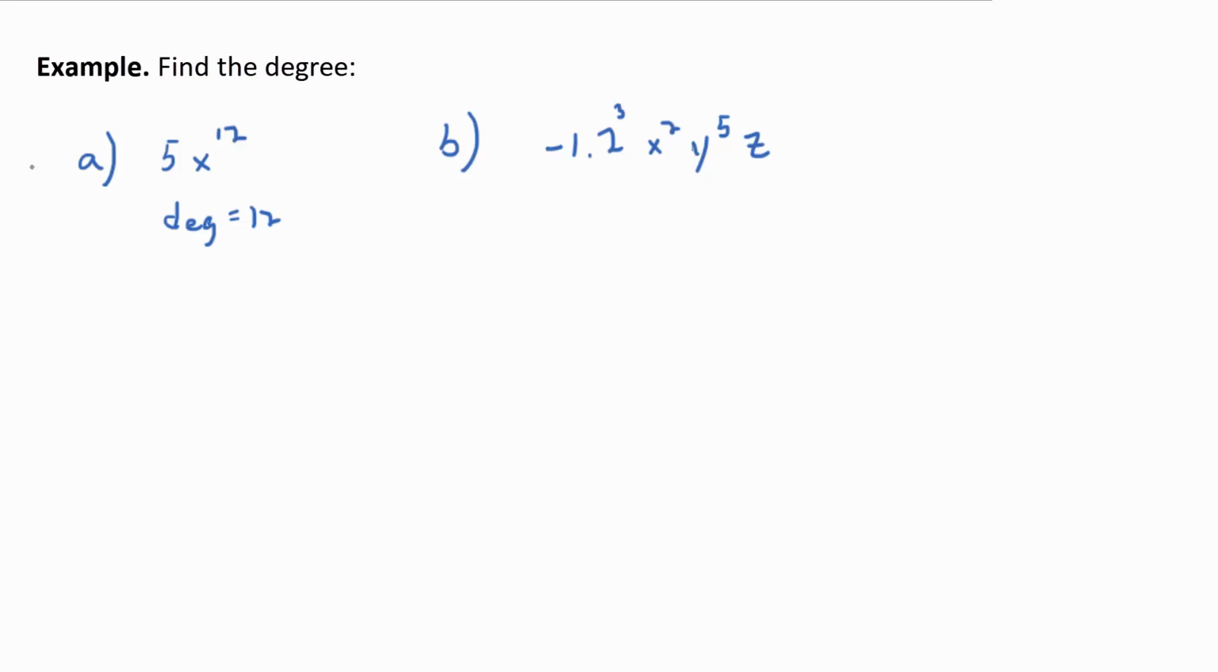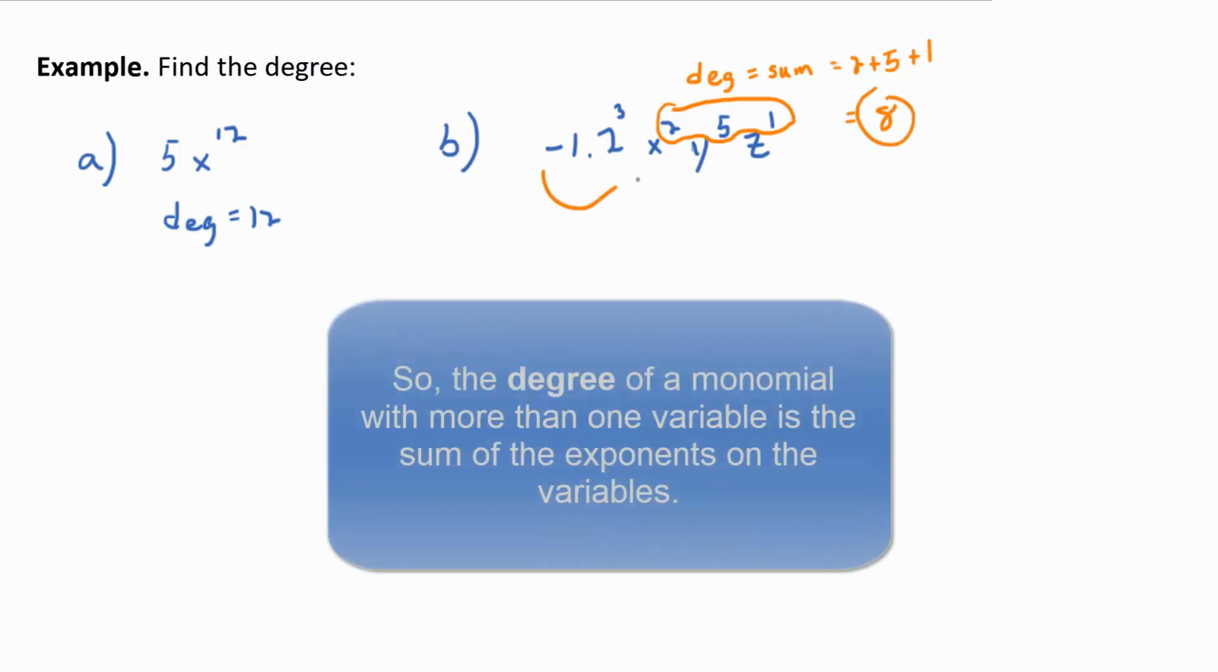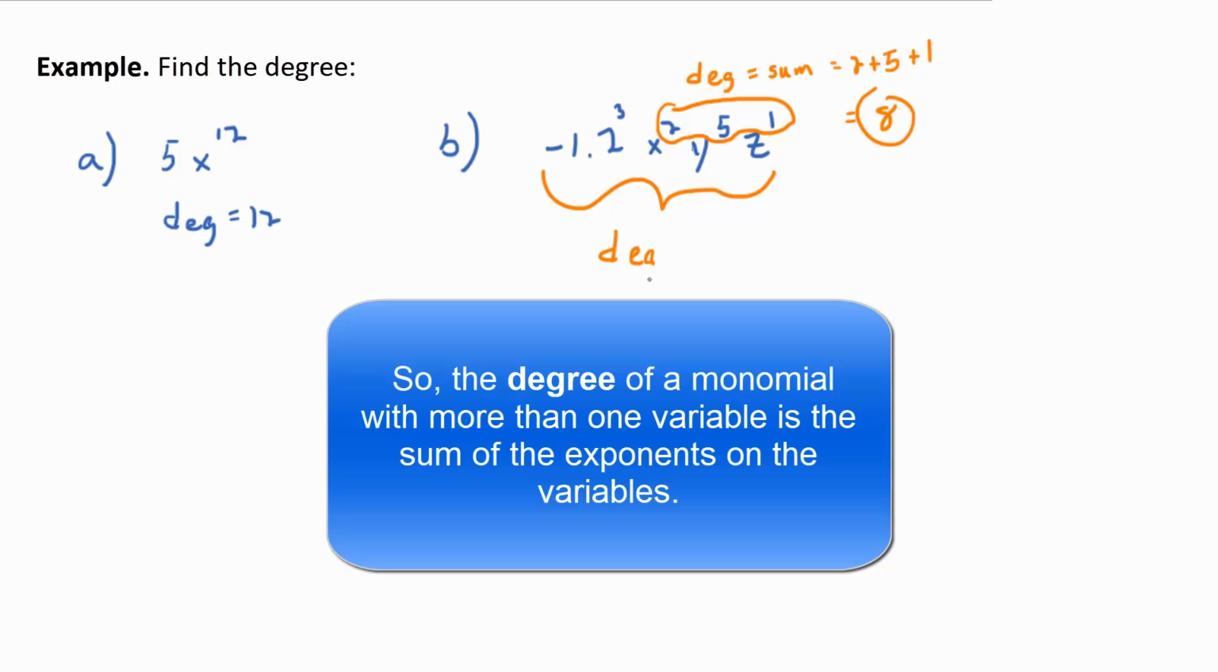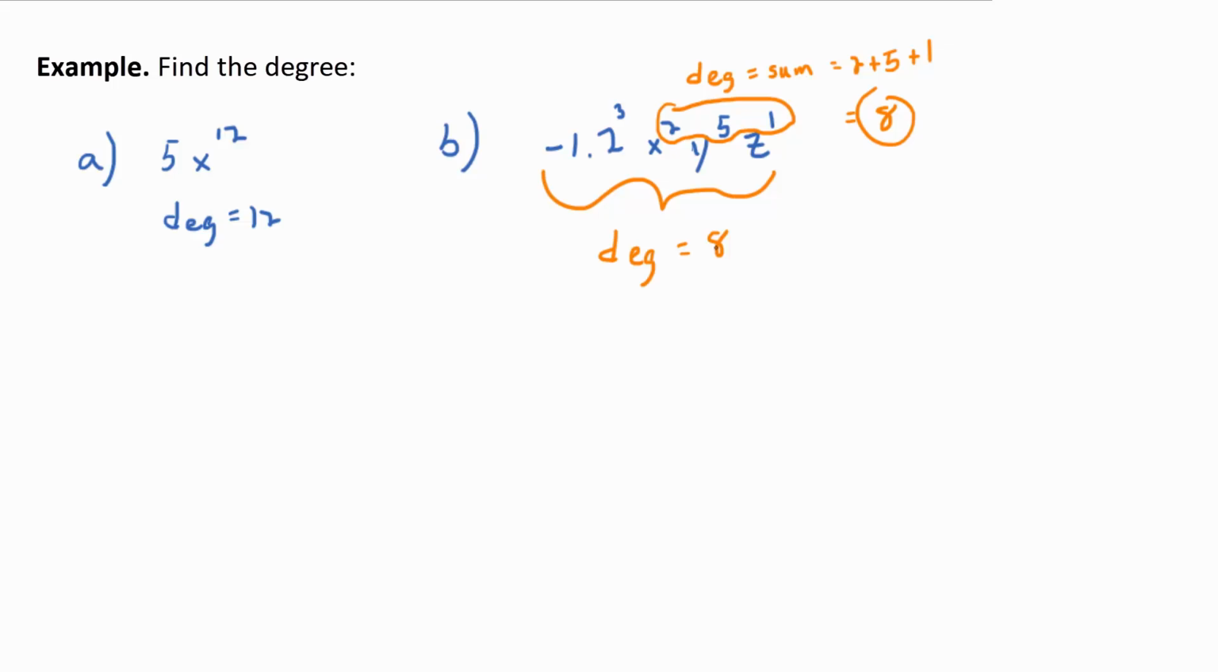But what's the exponent on the z? 1. So if the monomial has more than one variable, the degree is going to equal the sum. So it's going to be 2 plus 5 plus 1, which is 8. The degree of this guy is 8. That's probably something you haven't seen before. It's not complicated, but it's just new. So anything new I want to take a little more time on.